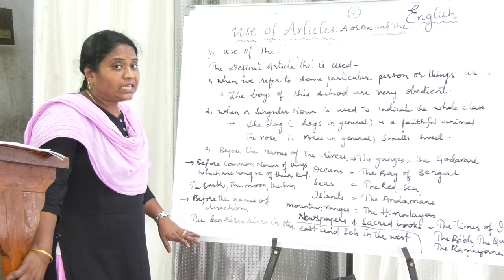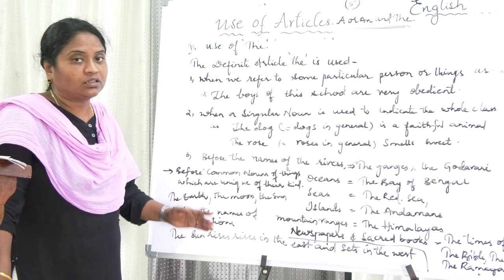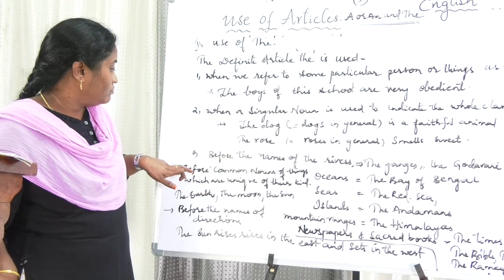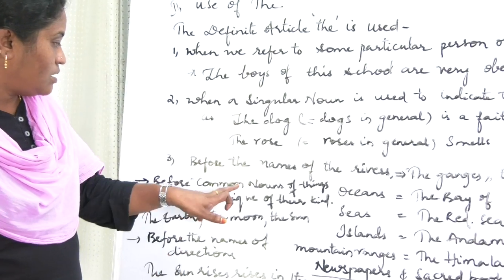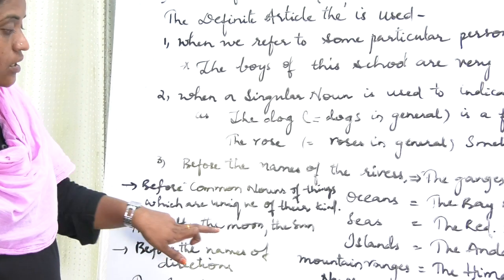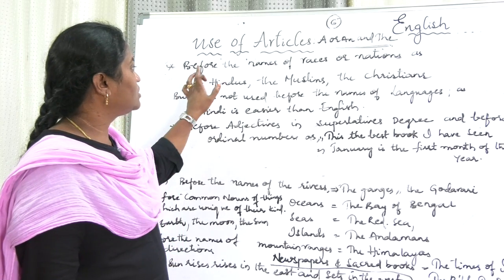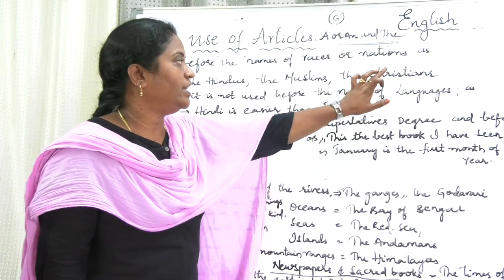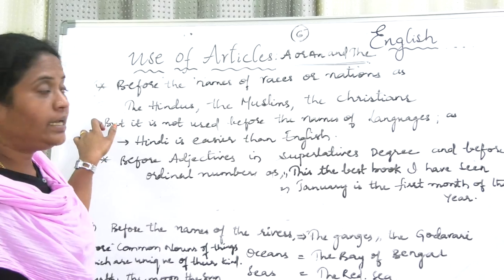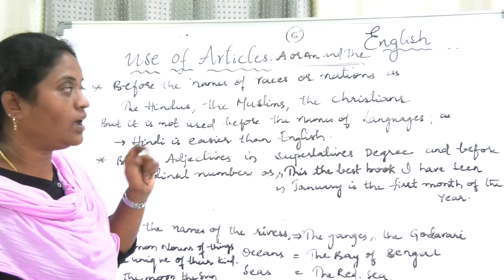And also, the is used before the directions like the sun, the north, south, east, west. And also, before common nouns of its unique kind. Okay, like the earth, the moon, the sun, the stars, etc. The is used before the names of races or nations as the Hindus, the Muslims, the Christians. But it is not used before the names of languages. Okay, we should not use it before the names of the languages.